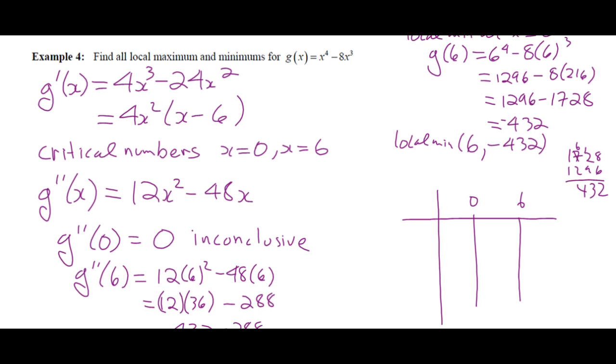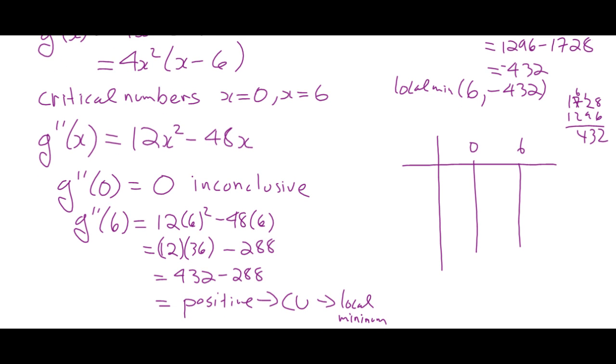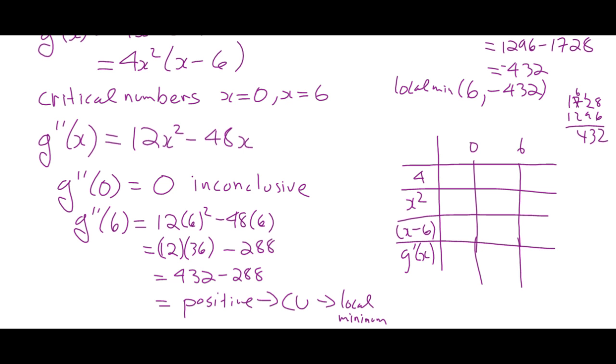All right, so what were we doing here? Well, we got a 4, we got an x squared, we got an x minus 6, which is going to give us a g prime of x, and that will tell us the g of x. So this has already been done. It's like the cake is baked, and we'll just pull it over to that one.